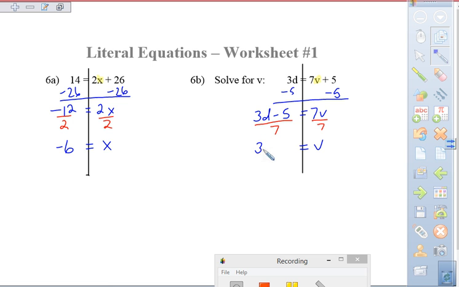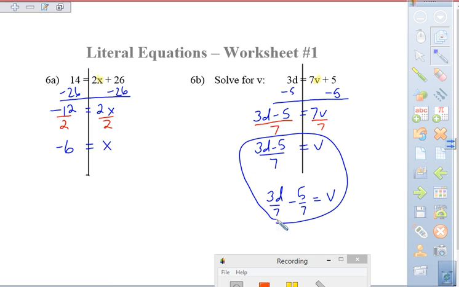And on the left, I could just write it as it is, or I could write it using the distributive property: 3d over 7 minus 5 divided by 7 is equal to v. And either of those could be your answer.